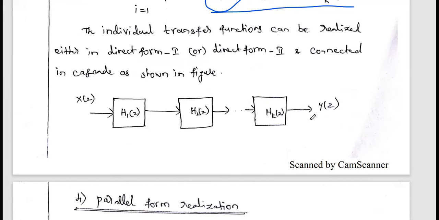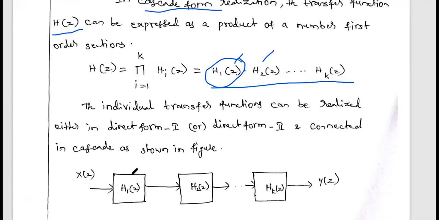Okay, this is the block diagram. So in the H1(z), you just replace the direct form 2 of the first system. Similarly here, we have to place the direct form 2 structure of the second system and so on. All the systems are connected in cascade, which means this is the cascade form realization. In this cascade form realization, the delay is reduced when compared to the direct form 2.